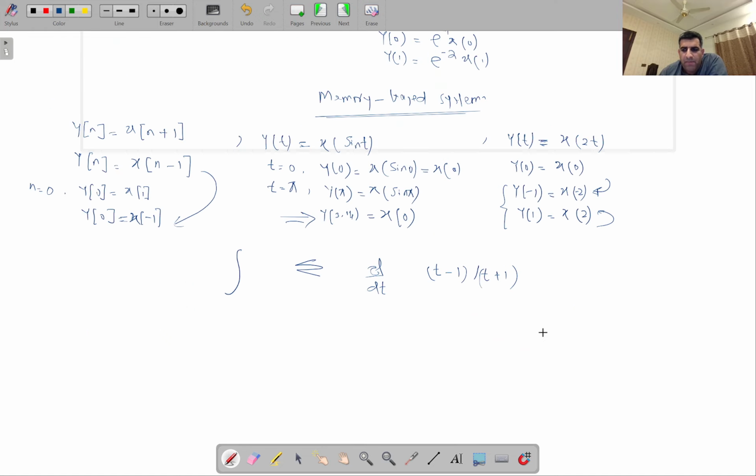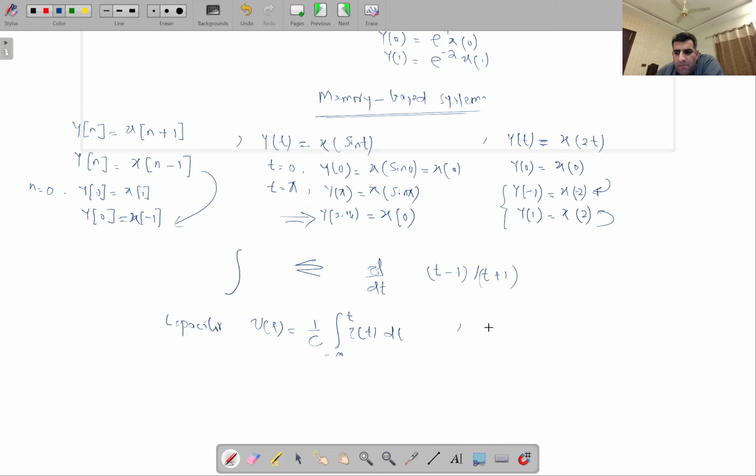Okay, so one of the examples of a memory based system is actually a capacitor, if we treat it as a system. So for the capacitor, what we can see is the voltage V of t can be written as 1 upon C times the integral from minus infinity to t of the current i of t dt. So in order to find out the output, which is V of t, I need the past values of the current from minus infinity to t, and then I can compute the output. So this is an example of a memory-based system.